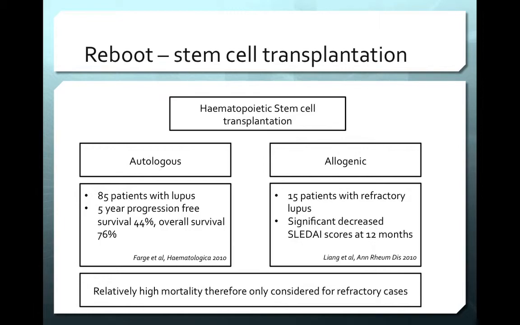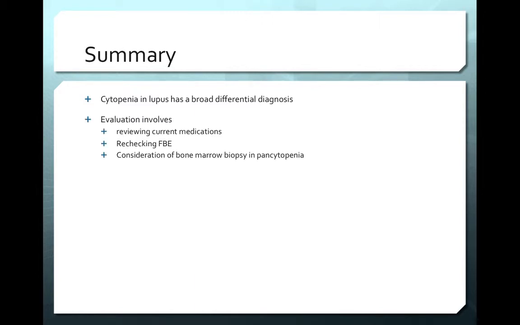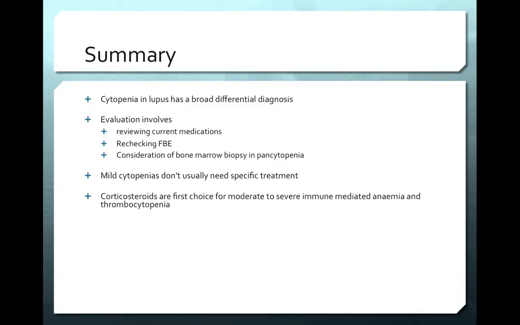So I think that's about as deep as we're going to go into today, and it's just a chance now to look back at it all. Cytopenia in lupus is complicated and has a very broad differential diagnosis. The evaluation involves reviewing the current medications, rechecking the FBE, and consideration of a bone marrow biopsy in pancytopenia. Keep in mind that a mild cytopenia doesn't usually need any specific treatment.